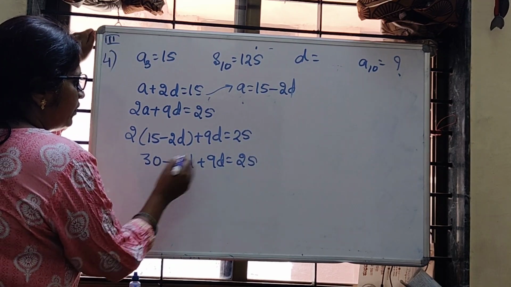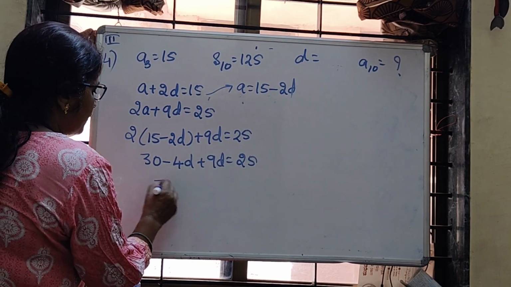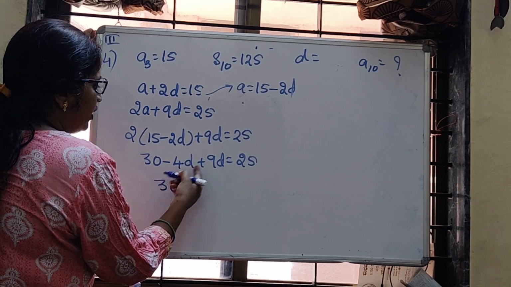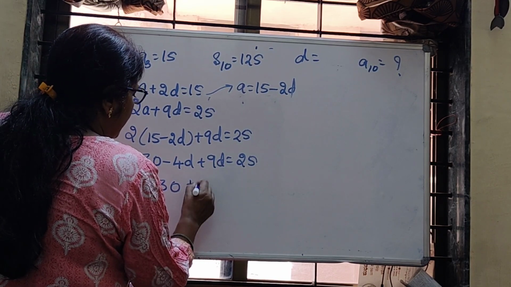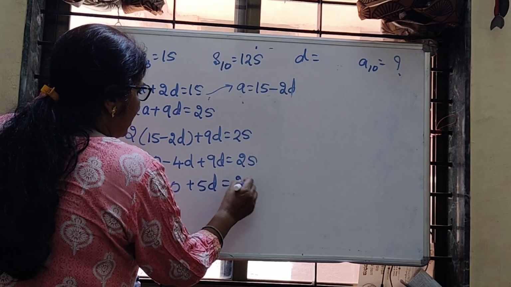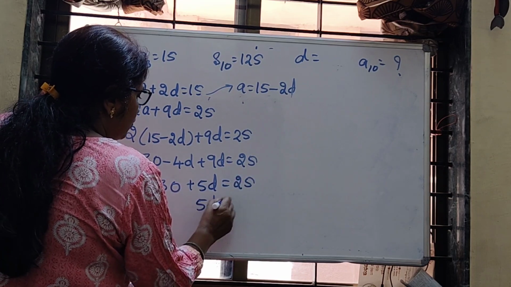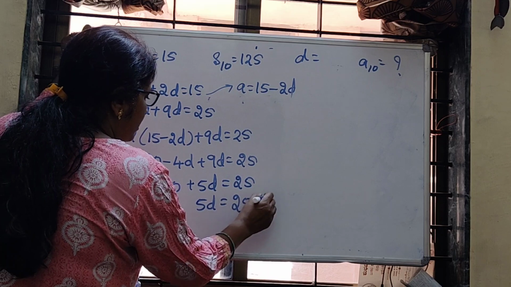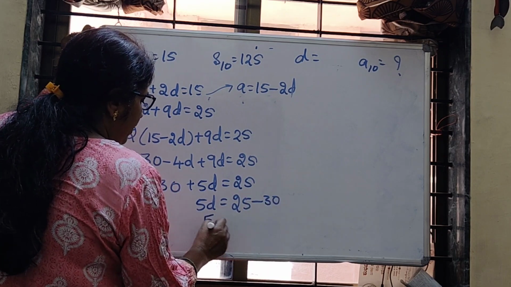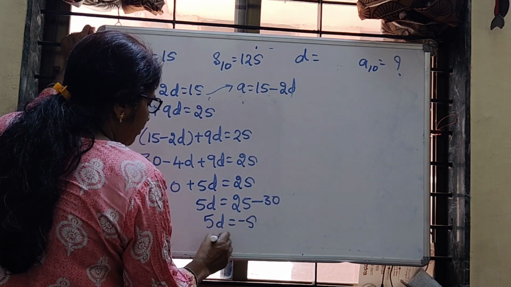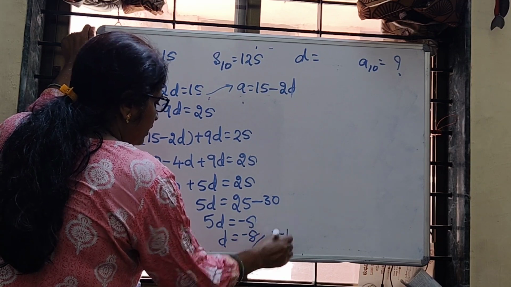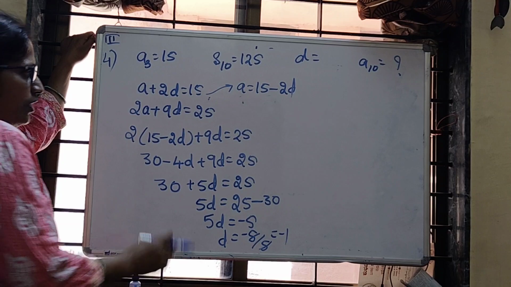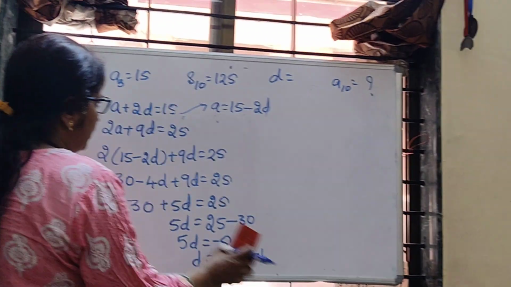So, 30 you can transpose this to the right. Minus 4d plus 9d becomes plus 5d is equal to 25 minus 30. So, 5d is equal to minus 5, d is equal to minus 5 by 5, that is minus 1. Found out d value, it's over now.